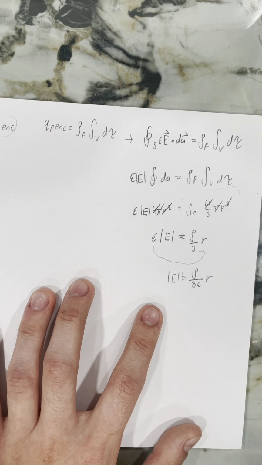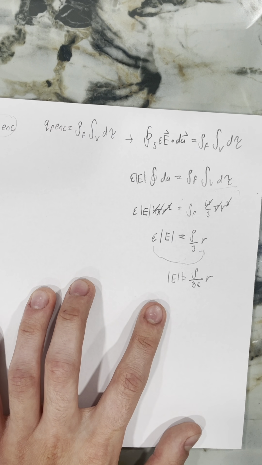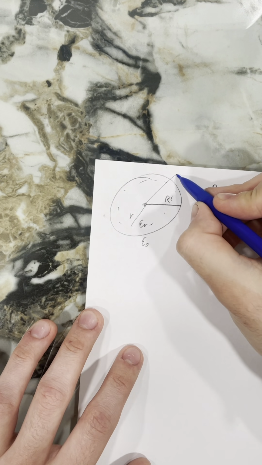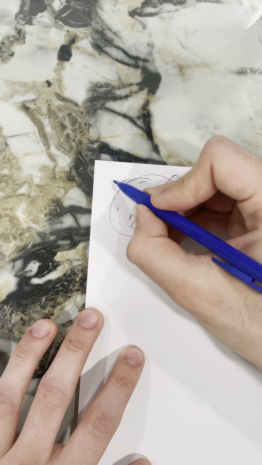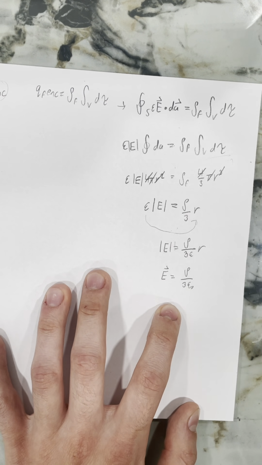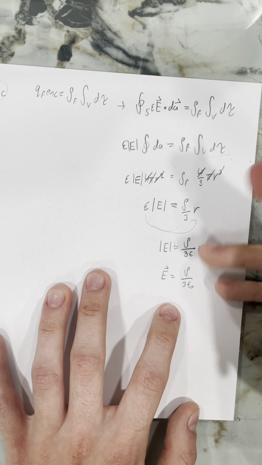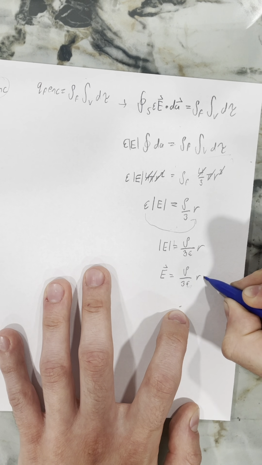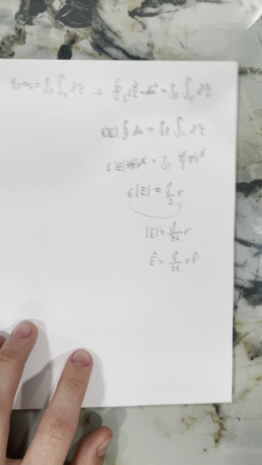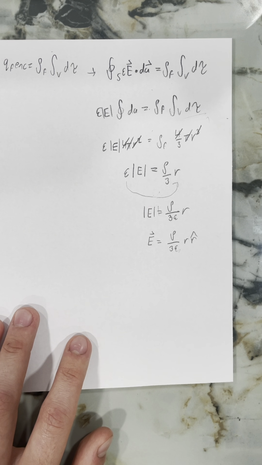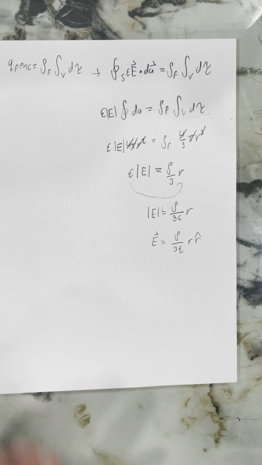And recall that the electric field that we're looking for is a vector, not a magnitude. And so similar to last time, we know that the electric field is pointing outwards in the radial direction. And so with that, we can say that the electric field is equal to the volume charge density over 3 times the absolute permittivity times r hat. And so with this, we have both of our electric fields, and we are now able to solve for the electric potential.